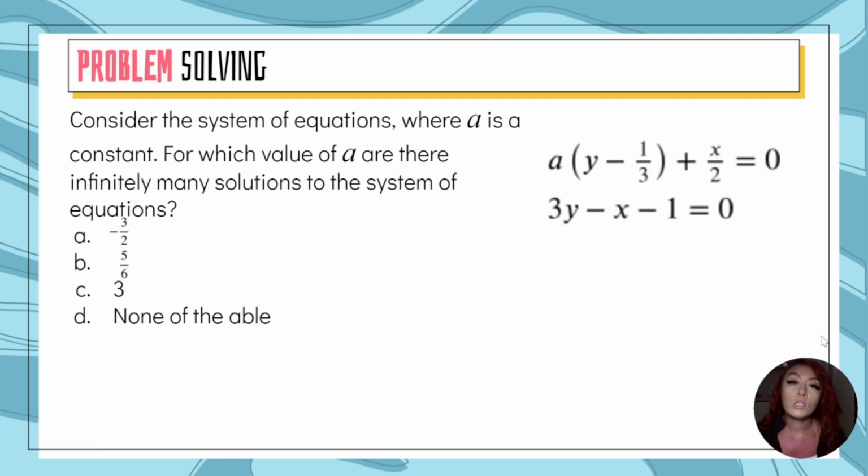Let's take a look at a question that involves infinitely many solutions. So consider the system of equations where a is a constant. For which value of a are there infinitely many solutions to the system of equations? So we have a times the difference of y and 1/3 plus x over 2 equals 0, and 3y minus x minus 1 equals 0.